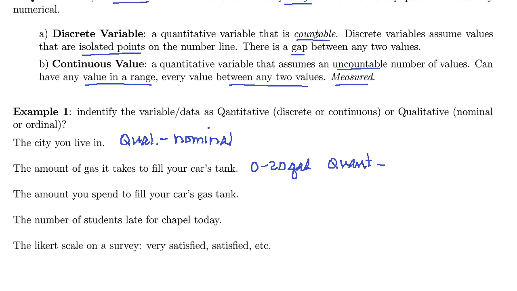Is it just separate values with gaps in between them? Do you put in 1 gallon or 2 gallons or 3? Well, no, it could be anything in between here. So it's a whole range of values between 0 and 20. So that's actually going to be continuous. And it's measured here in gallons. So this is going to be quantitative, continuous. Next, the amount you spend to fill your car's gas tank. So that's money. The money is naturally numerical. So this is going to be quantitative.